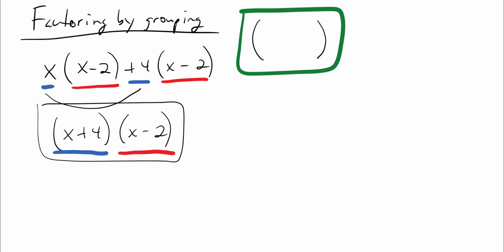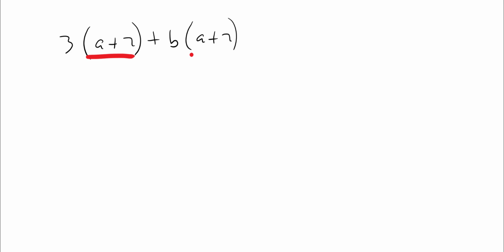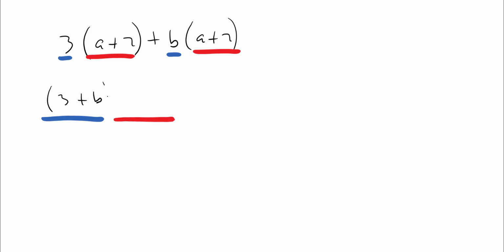Okay? So let me just do another problem here. Really, this is not difficult to understand. If I have 3 times (a plus 7) plus b times (a plus 7), they both, again, have a plus 7, and this has a 3 and plus b. So literally what you're going to do is the blue part first, times the red part after that. That's all you do. So it's literally going to be (3 plus b) times (a plus 7). That's your answer to that problem.